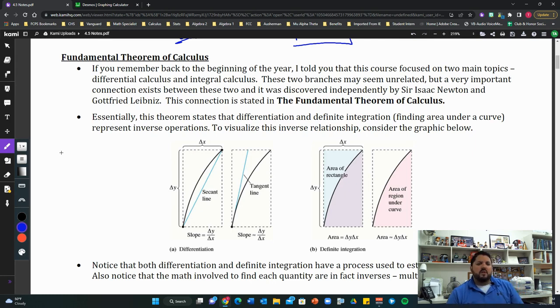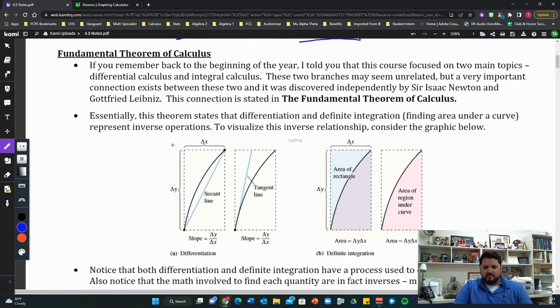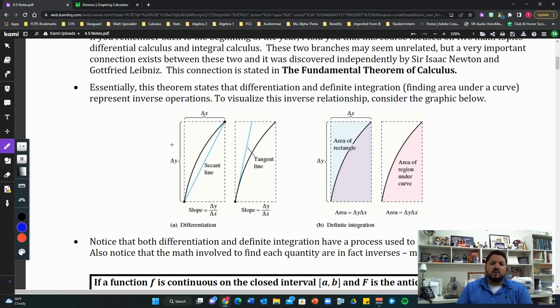So there is a really important connection that was discovered independently by both of our big calc guys, Newton and Leibniz. That connection is the fundamental theorem of calculus. So essentially, this theorem states that differentiation and definite integration, so finding the area under a curve, represent inverse operations of one another. So to represent or to visualize this, I want you to take a look at this graphic here. This is a pretty good explanation of what exactly is going on.